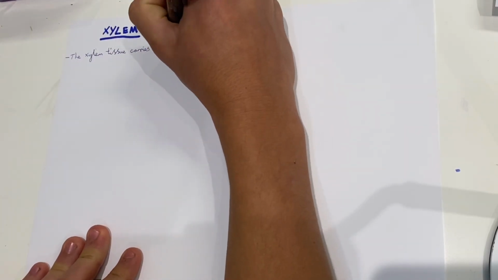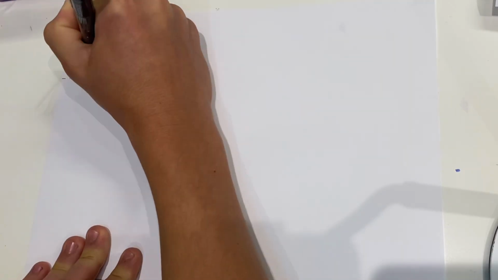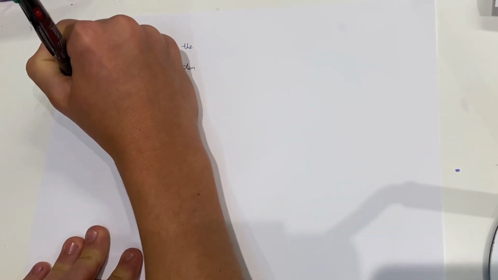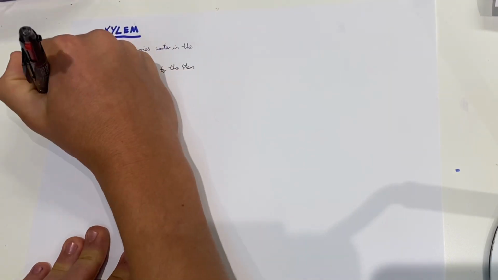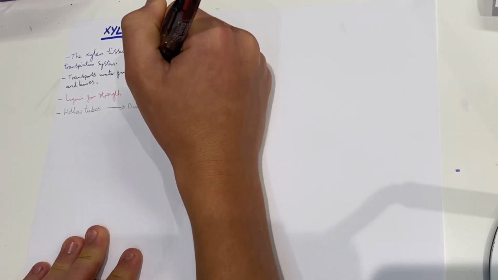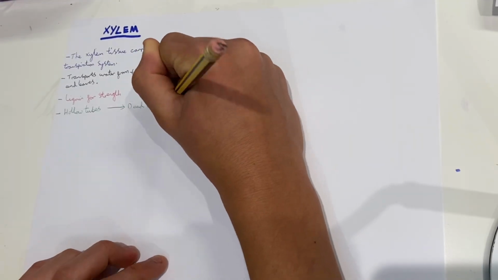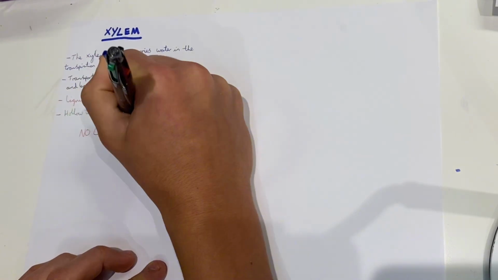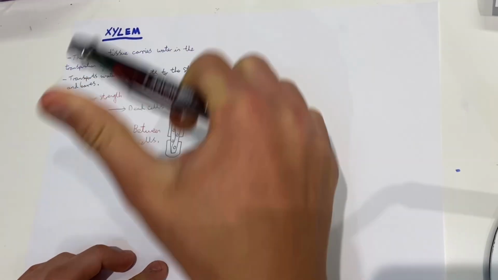The xylem tissue carries water in the transpiration system, and then it transports that water from the roots to the stem and leaves. The xylem's tissue uses lignin for strength, and it has hollow tubes containing dead cells. Here's the diagram. And remember, there are no layers between the xylem cells.